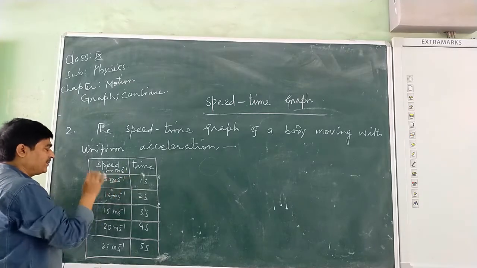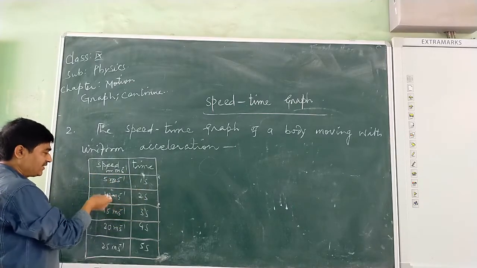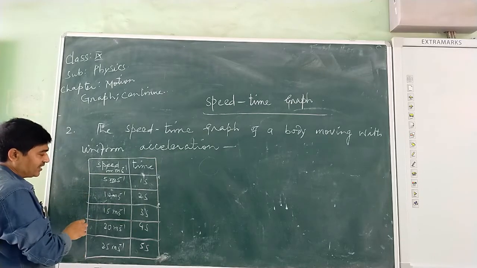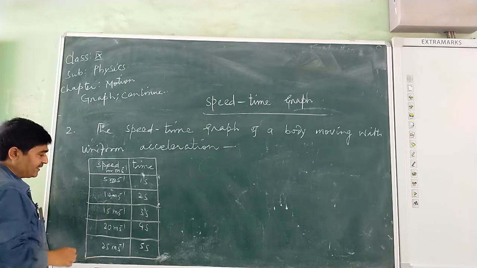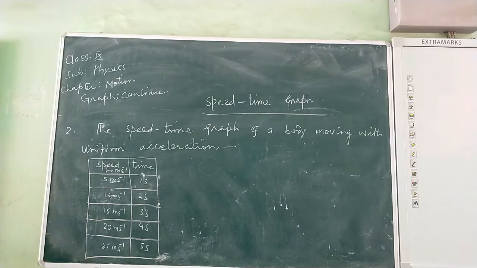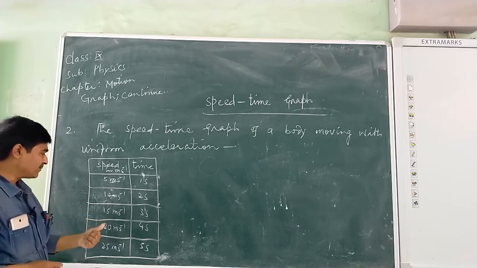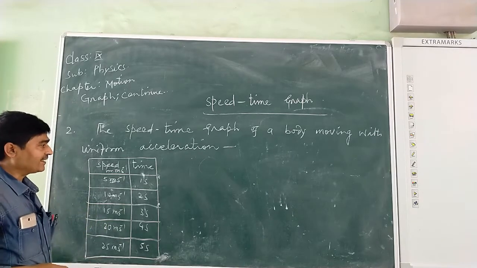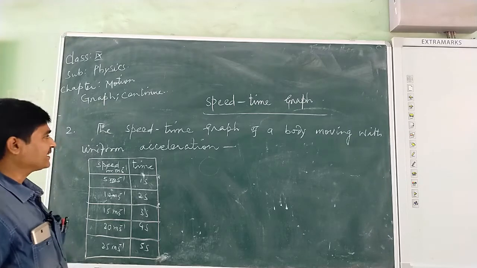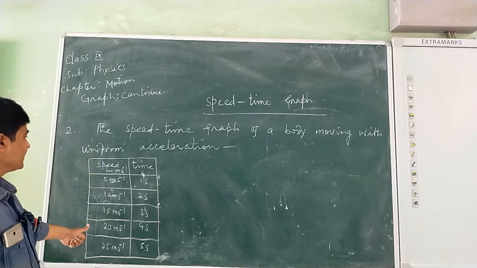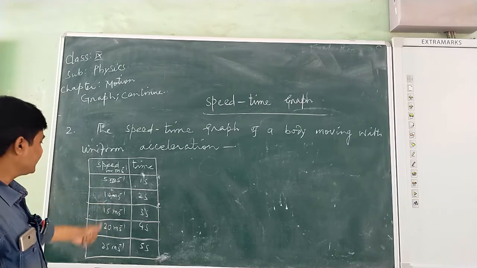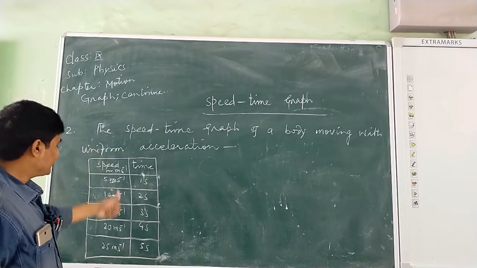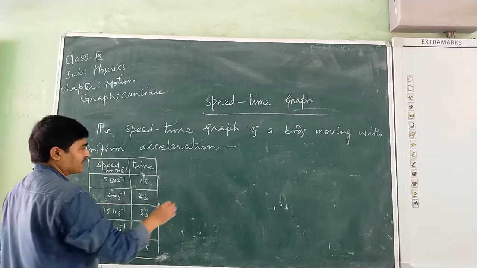in 1 second is 5 meter per second. In 2 seconds, the speed increases by 5 meter per second, then the speed becomes 10 meter per second. In 3 seconds, the speed becomes 15 meter per second, meaning the speed increases by 5 meter per second. Again, the speed increases by 5 meter per second, and again by 5 meter per second. Here we can see the body is moving with uniform acceleration, and the speed increases in each equal interval of time by 5 meter per second.